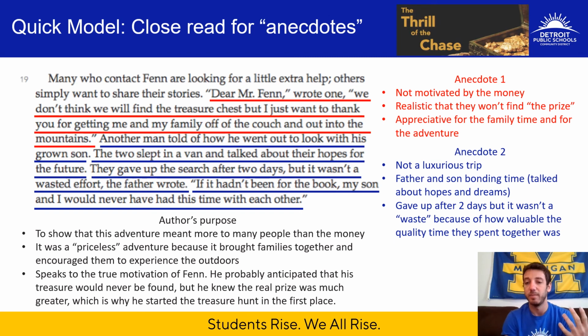But the fact that people are actually spending the time to write in these stories to Fenn, even after they didn't get the money, speaks to how powerful of an experience it was for people. And so if the author didn't include these anecdotes here, we may never actually know if the motivation that Fenn had was authentic. But because people are confirming it with their own real life story, then we can really believe and be comfortable in believing that his motivations were genuine and that they actually worked, because people were finding this to be quite the life-changing experience.